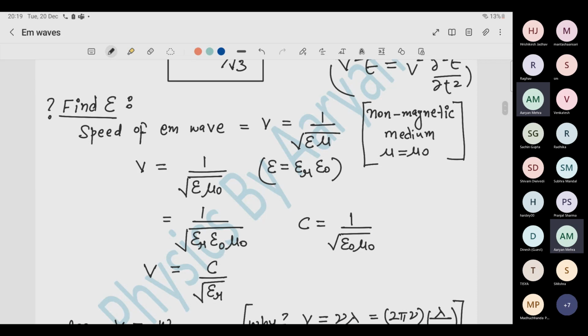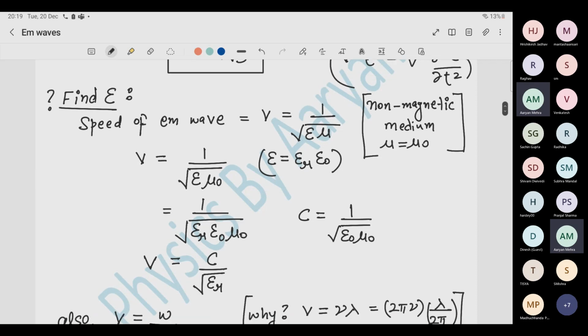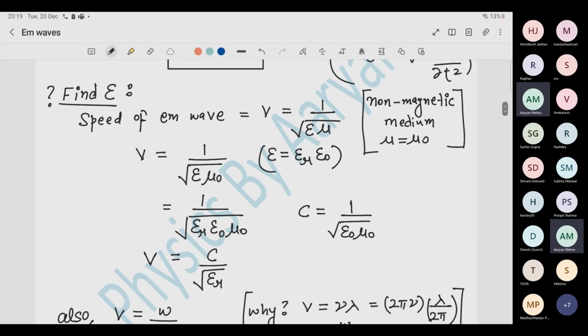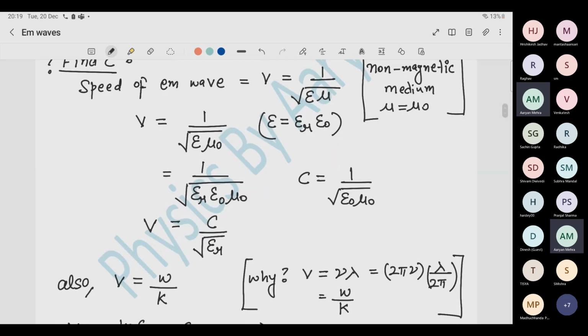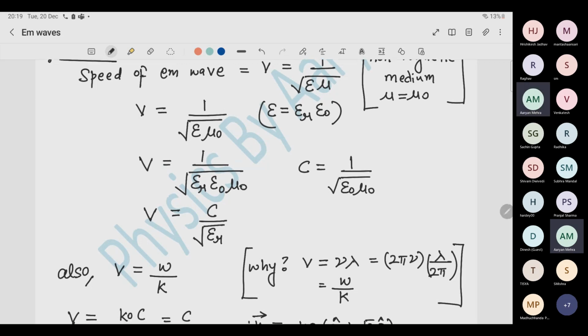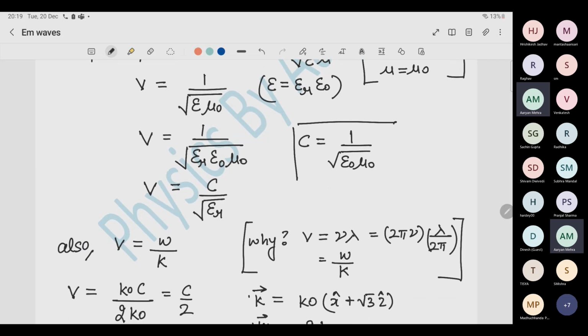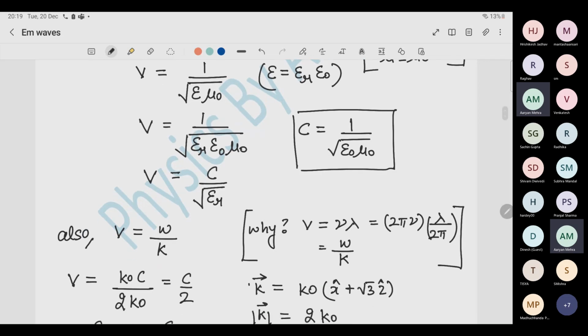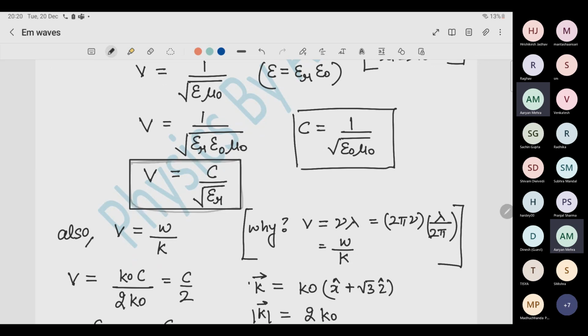So if this is V, right? And if I assume that it's a non-magnetic medium, meaning the medium does not have any magnetic properties, then I can say mu is equal to mu naught. And in most of the cases, you will find that it's a non-magnetic medium. But we have a dielectric medium. So if it has a dielectric medium, your epsilon is not epsilon naught, it is epsilon equal to epsilon r into epsilon naught, right? So your velocity actually becomes something like this. Or in terms of the speed of light, the speed of EM wave in vacuum, your V becomes C by under root epsilon r.